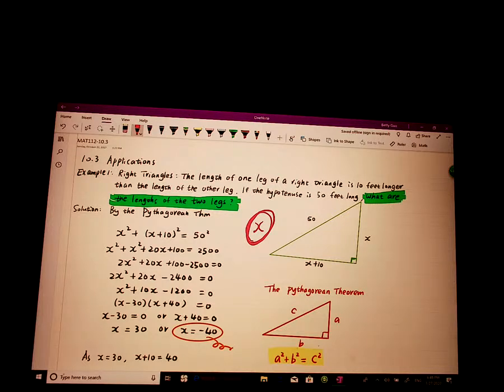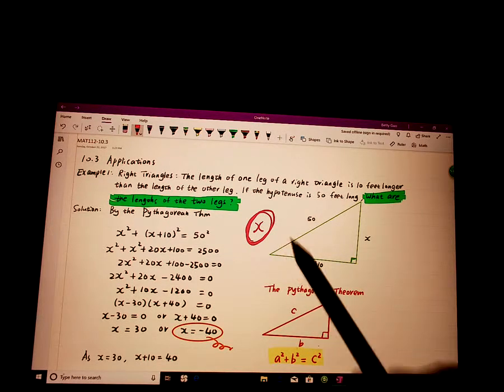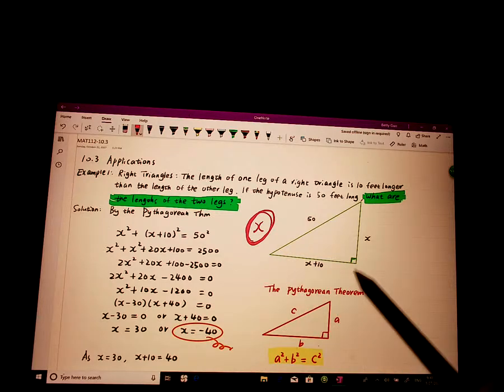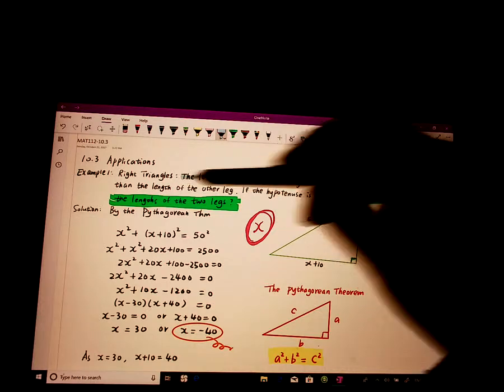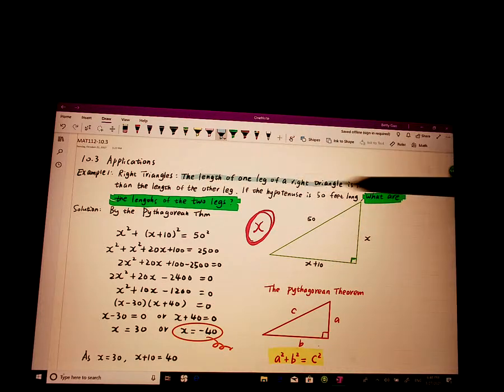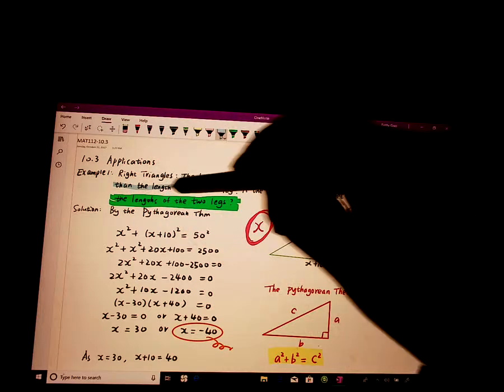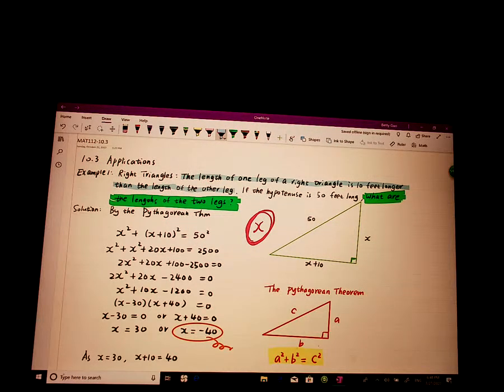So we're going to bring in one variable x and use x to represent both legs. What is the connection between the 2 legs? Let's see the information in the problem. It says the length of one leg is 10 feet longer than the length of the other leg. So what do you think? It means the longer leg is 10 feet longer than the shorter leg.